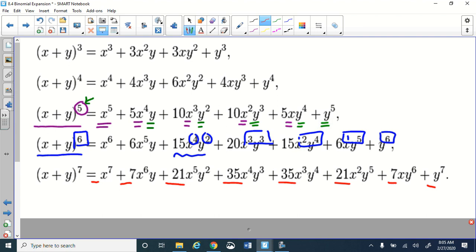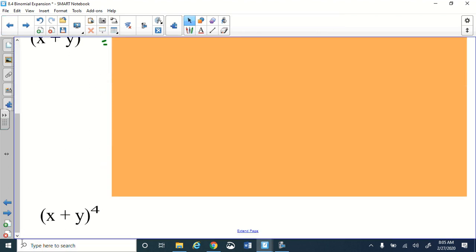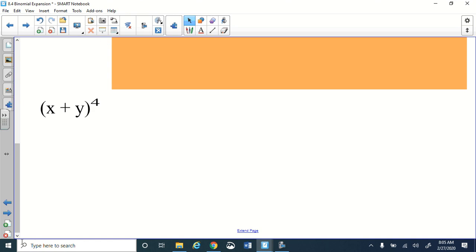But let's go back to that third rectangle, and we are going to expand x plus y to the fourth. And this is how we're going to do it. We're going to first take care of the variables, and we'll come back and talk about what's going on with the coefficients. With the variables, we're just going to leave a blank, and we'll come back. We notice that we always start with x, and it's always raised to the binomial's power. So we'll say x to the fourth.